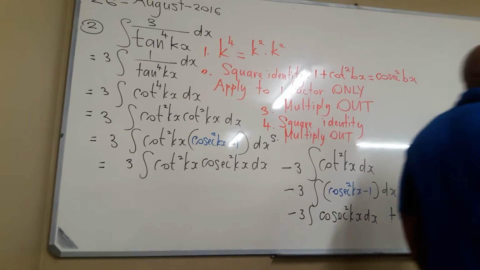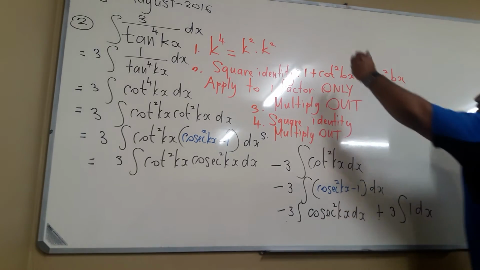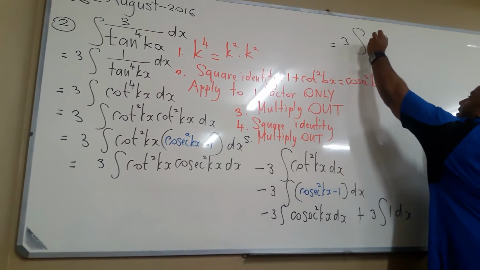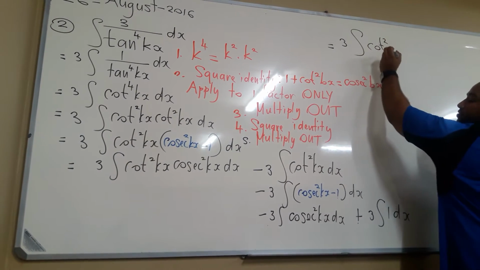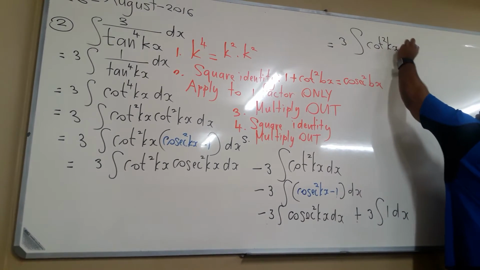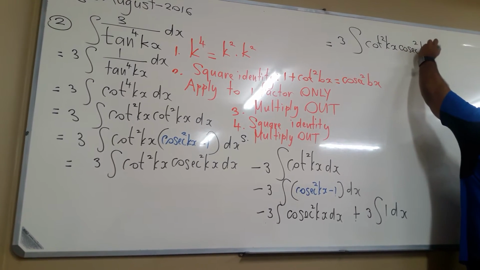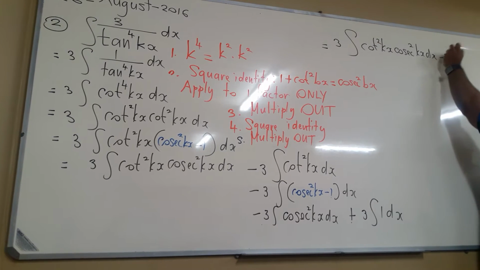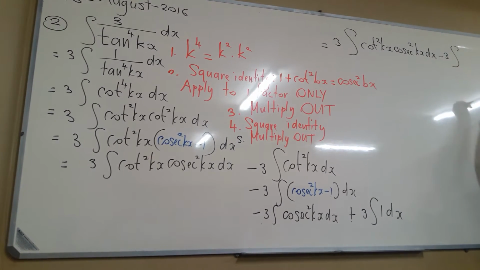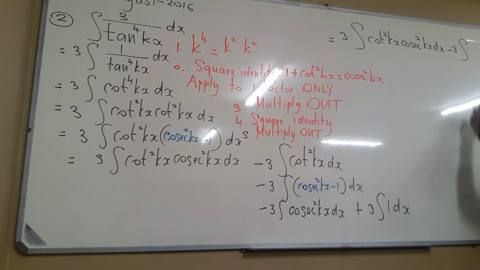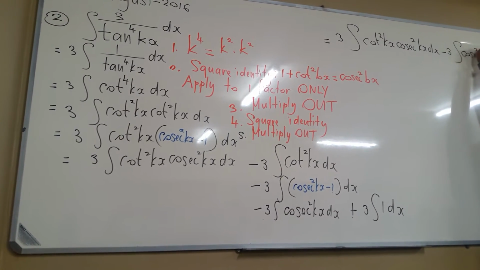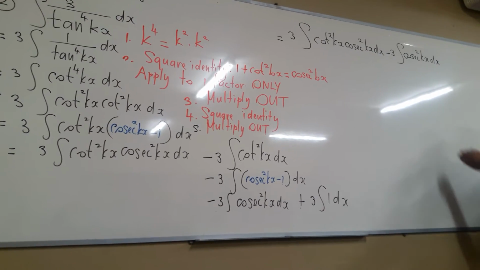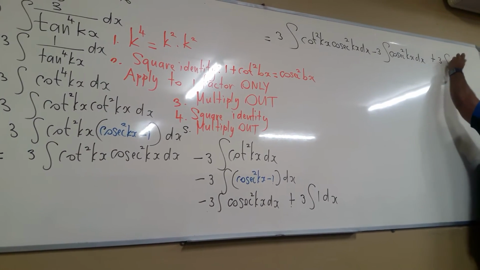So now let's just write it down in one line. So this is equal to 3 times you got cot squared of kx times cosec squared kx dx, minus 3. We got, what do we have here? Just cosec squared kx dx. And the last term there is plus 3 times 1.